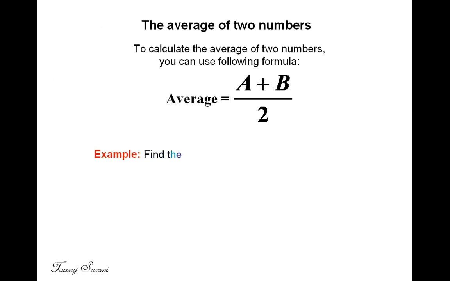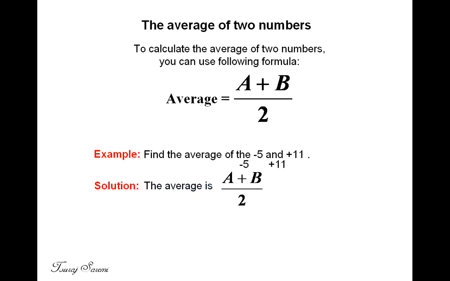Example. Find the average of minus 5 and plus 11. Solution. The average is 3.